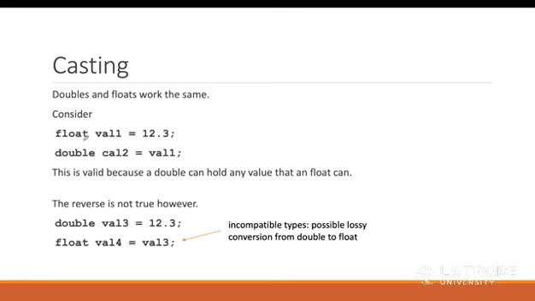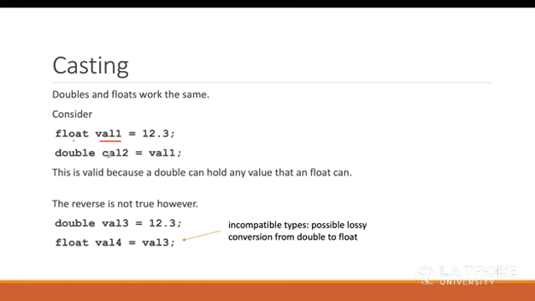Similarly, just as we have seen the example of long and integer, doubles and floats work the same way. We know that float is lesser in size as compared to double. So float stores 4 bytes and double stores 8 bytes. Here we have declared a variable value 1 of type float and assigned the value 12.3.